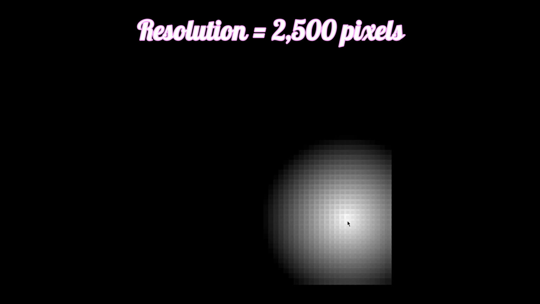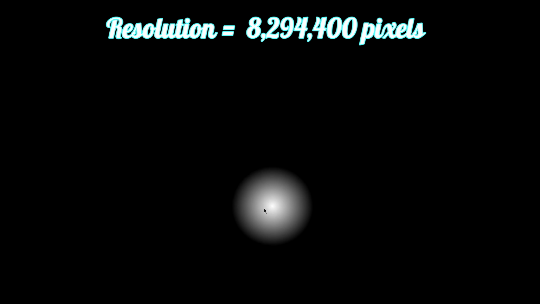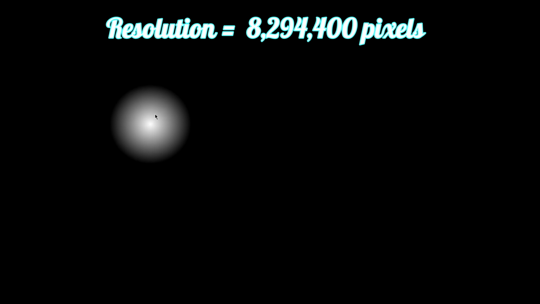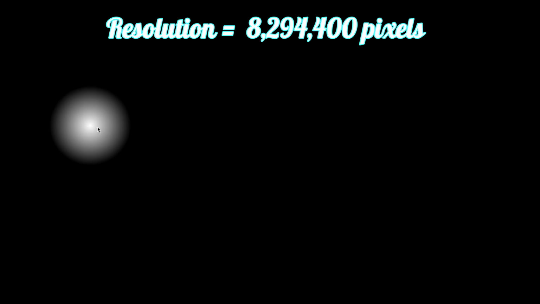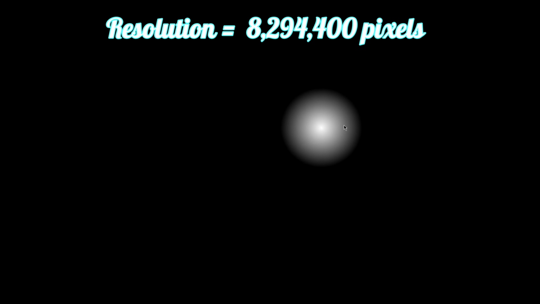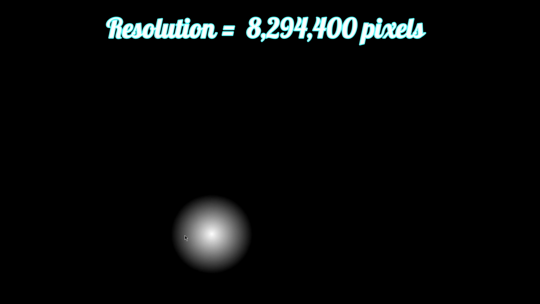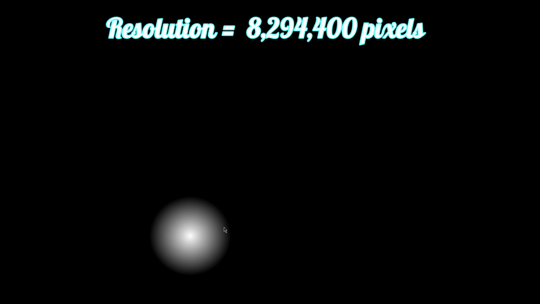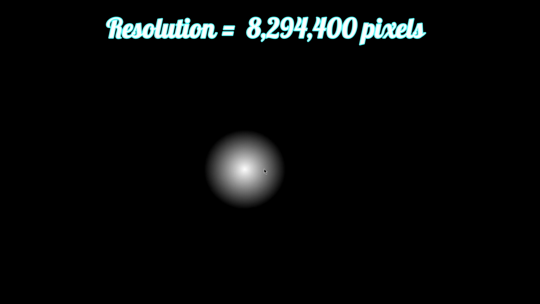Now compare this performance with the simulation in shaders on a GPU at 4K resolution, which is 3840 by 2160 pixels. And that equals 8,294,400 pixels. And that is a little over 3,300 times more than its CPU counterpart. And yet, there is no lag.